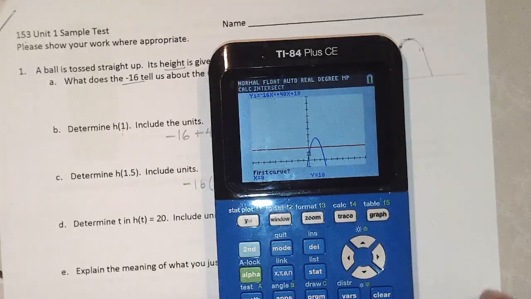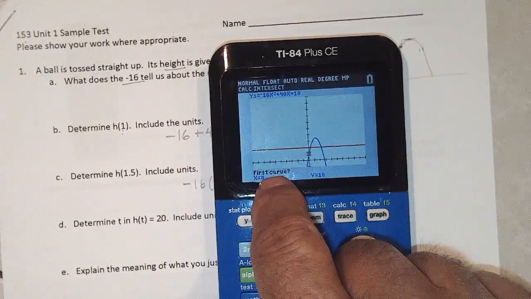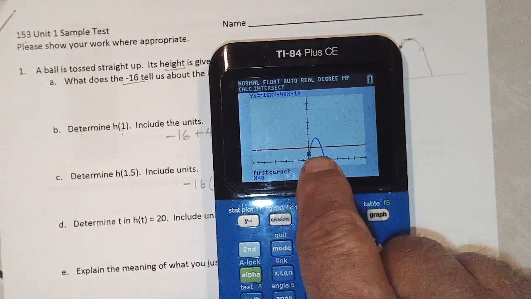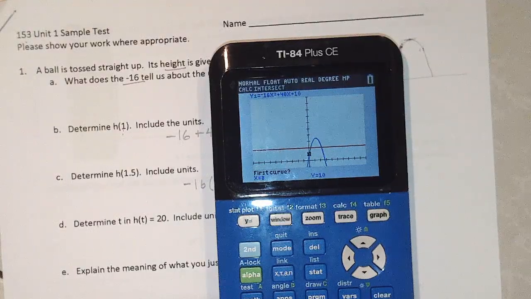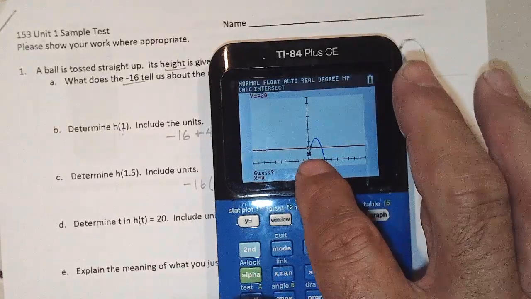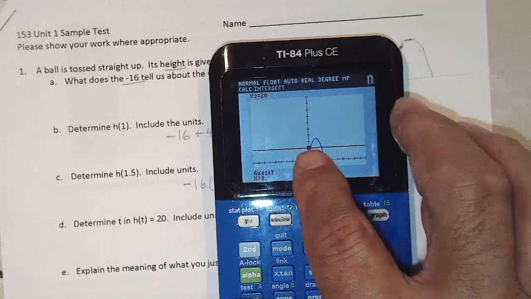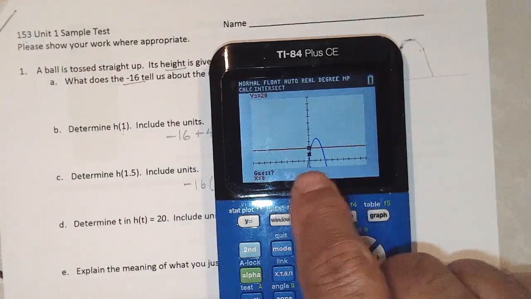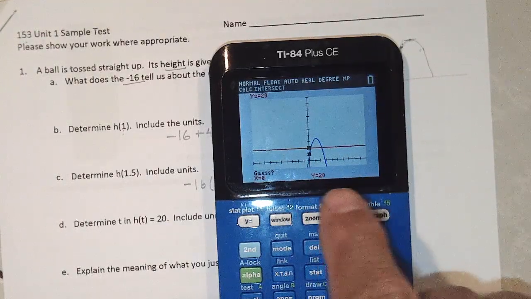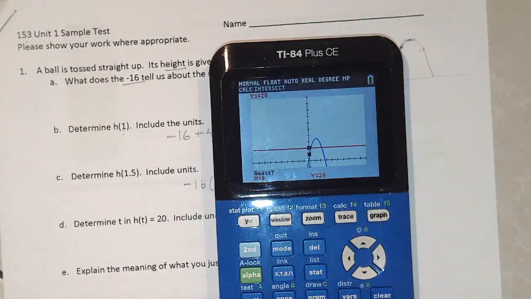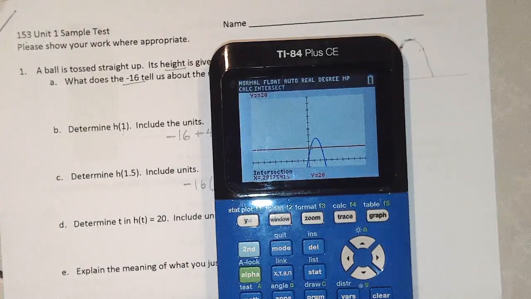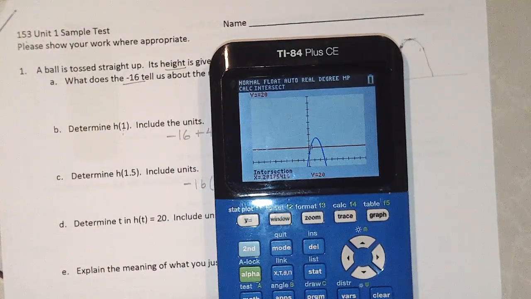and it's saying, is this the first curve? See the question mark? And the blue one is the first curve. Is that the other curve, second curve? Yes. And then it says guess. Well, the reason it has guess is there's two places, and so I want to be close to one or the other for it to pick that one. Well, I'm close to that one, so I'm just going to press enter, and it says 0.281 seconds.